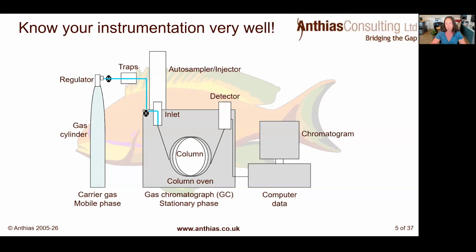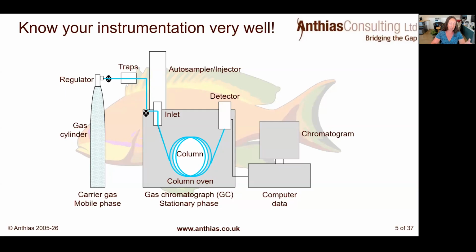Does it go through any traps and filters? Where does it go in the back of your instrument? How does it get to your inlet? And of course, that's where your column is going to be installed. The carrier gas will then flow through the column and through into your detector. And of course, through that flow path, you want to identify each of the different parts.